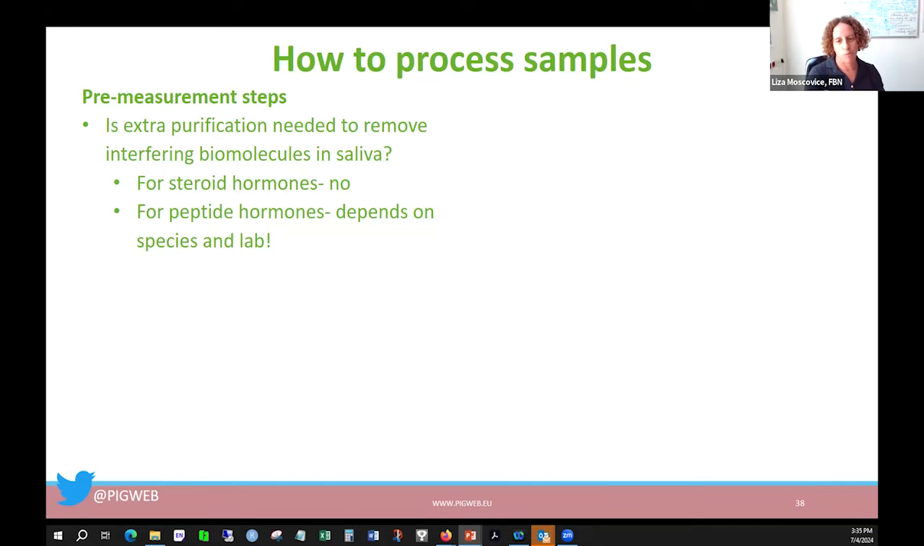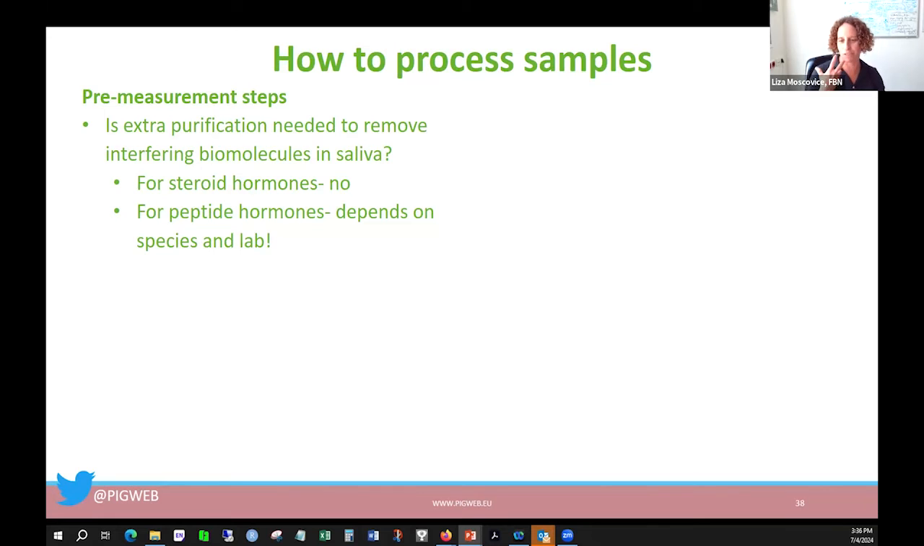In general, for steroid hormones, this isn't needed. I don't know of any procedures that do a purification step for salivary hormones when they're steroids. For peptide hormones, it really depends on the species.